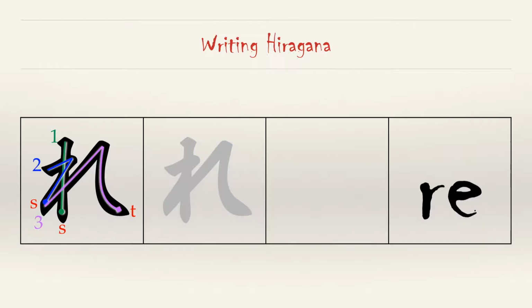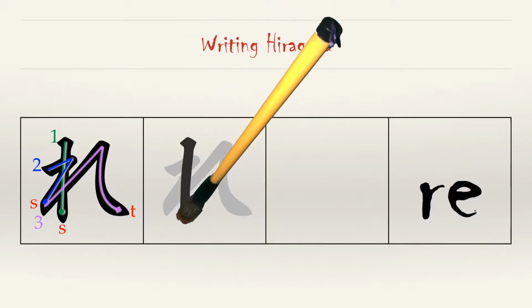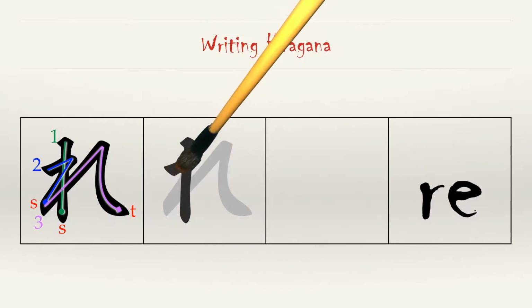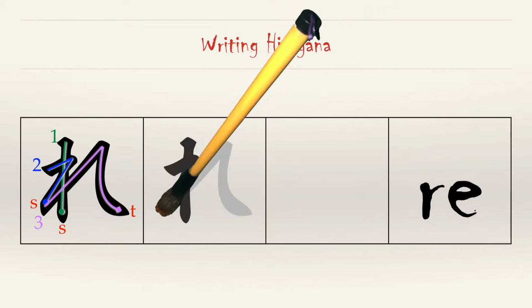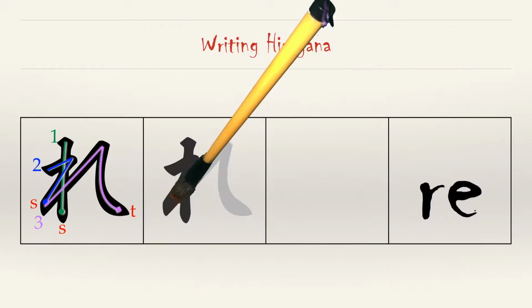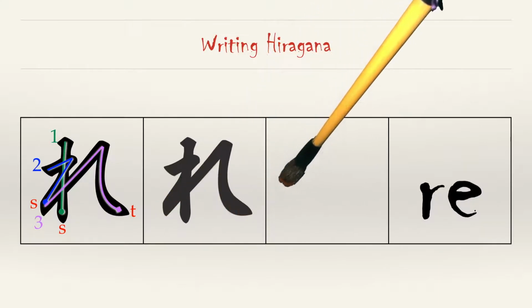Let's try it. Stroke 1 goes down and stops. Stroke 2 is a 7 that crosses over stroke 1. Stroke 3 starts where stroke 2 stopped, then goes up to a peak before crashing down and tailing to the right.